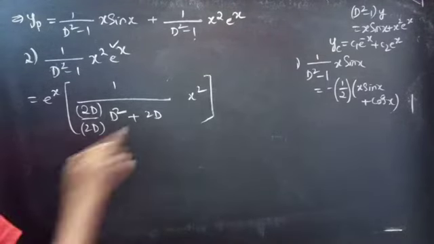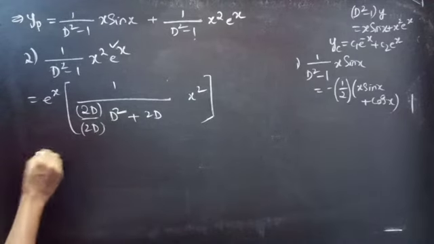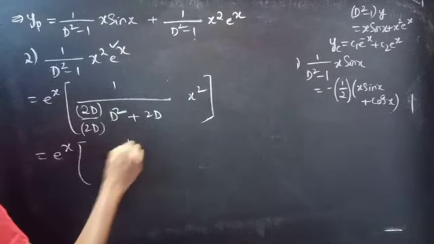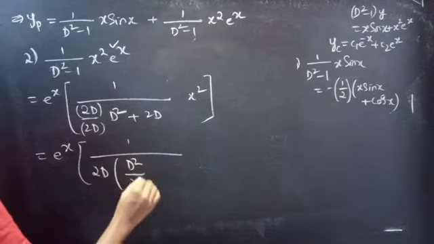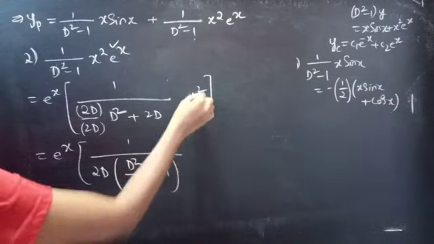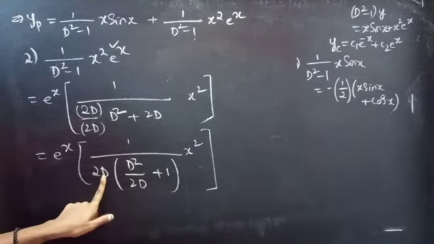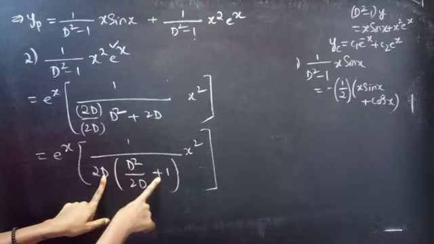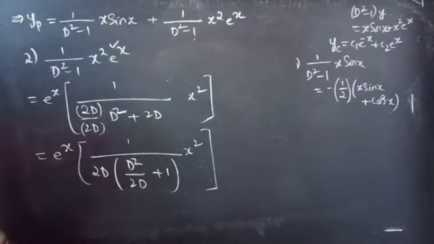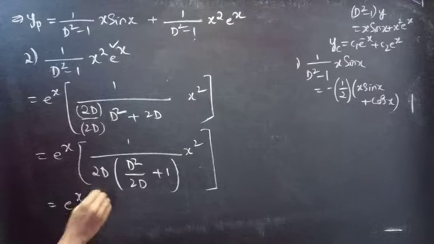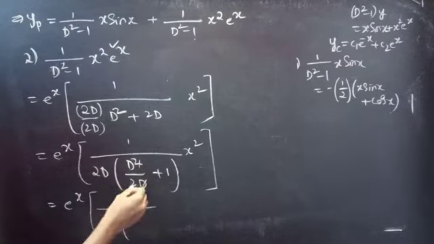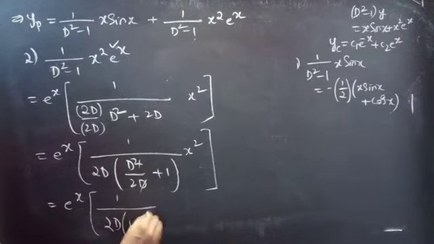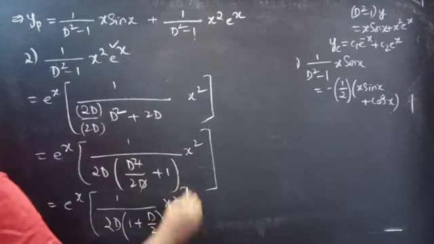Now take 2D common from these two terms. We'll get e^x into 1/(2D) into (D² / 2D + 1) into x². So you'll get 2D into D²/2D is D², plus 2D into 1 is 2D, right? Now here 1D gets cancelled and we can write this fraction as 1/(2D) into (D/2 + 1), as (1 + D/2), into x².